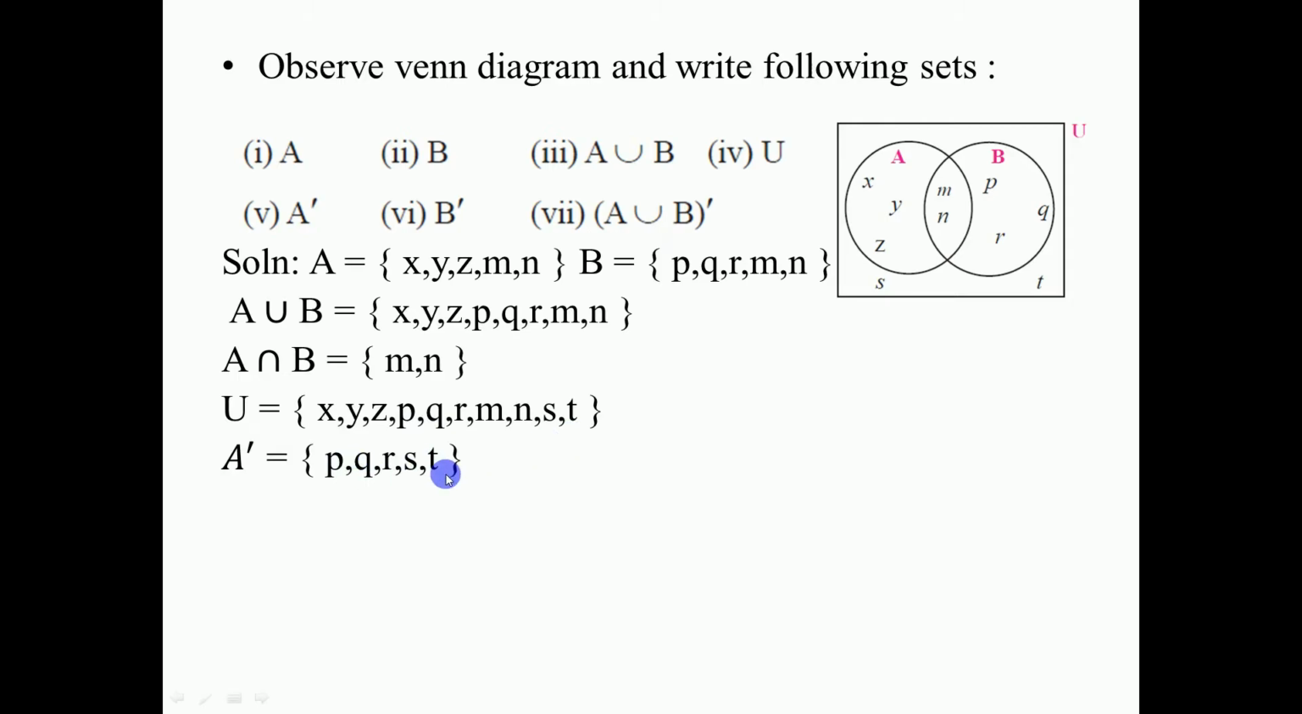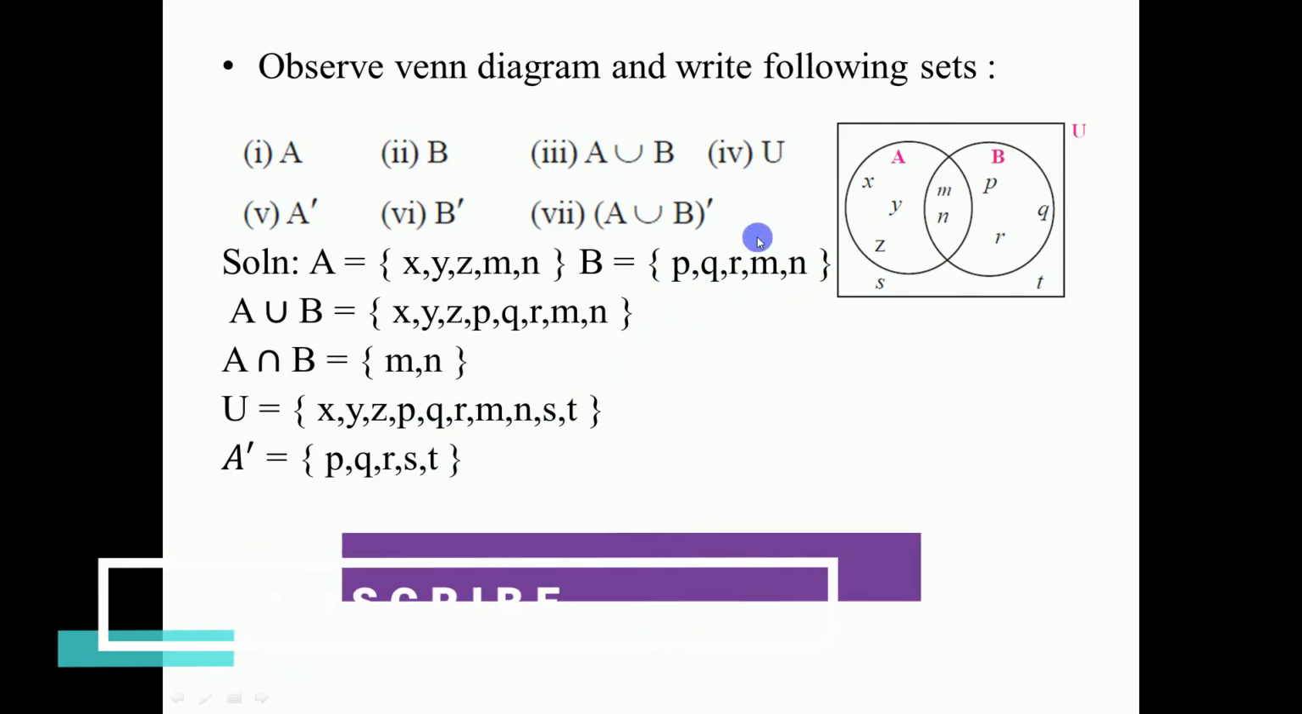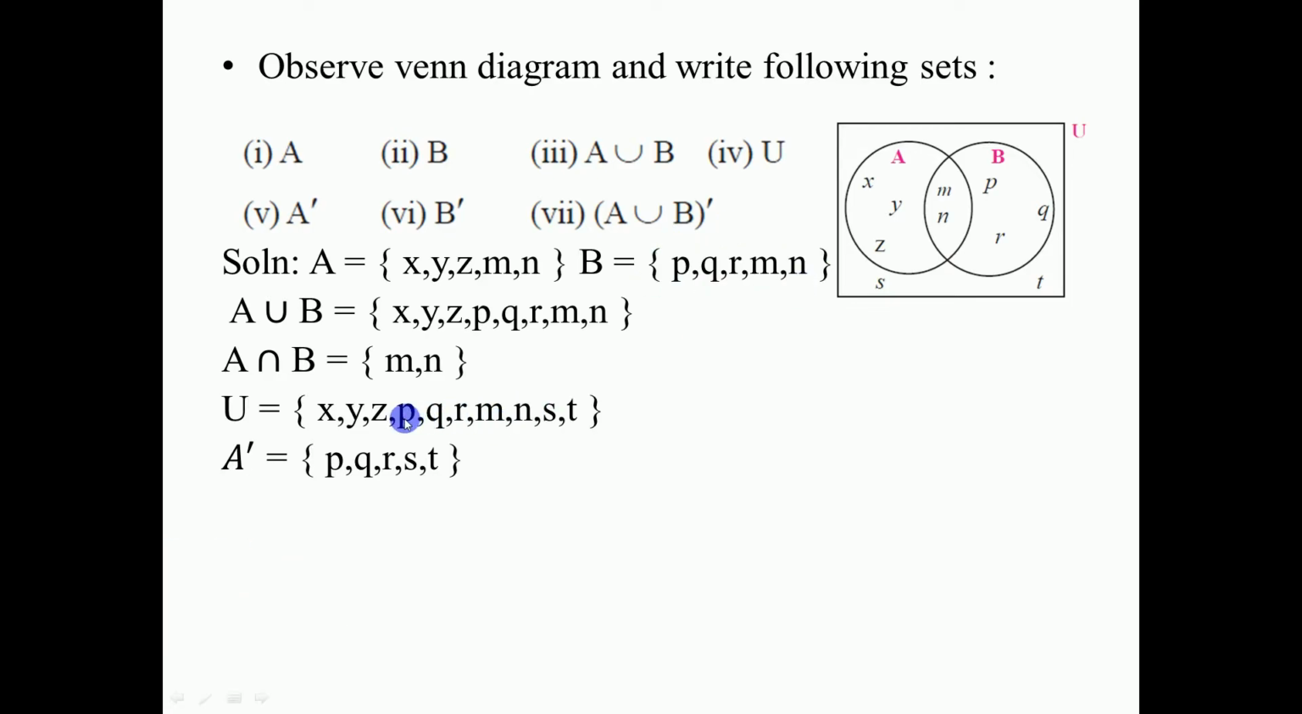Now let us find the B complement. As you can see, set B is P, Q, R, M, N. I will remove these elements from the universal set. So P, Q, R, and M, N, I will remove, and you will be left with X, Y, Z, S and T. So you just have to remove the elements present in the set B from the universal set, and the leftover elements will be the B complement.